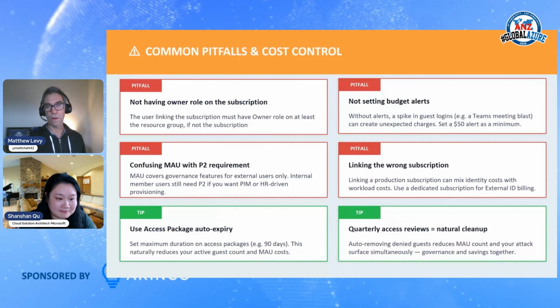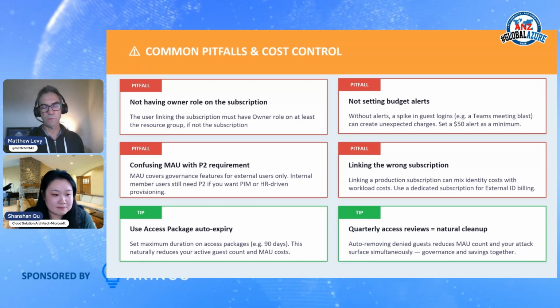So I just want to go through the common pitfalls and cost controls. The first pitfall is not having the correct permission on the target subscription, or at least the resource group where you will be linking MAU. So you need to be an owner, as it says in the documentation.